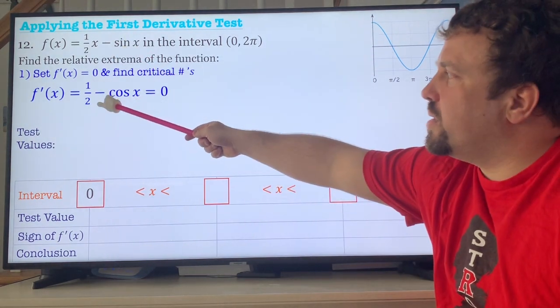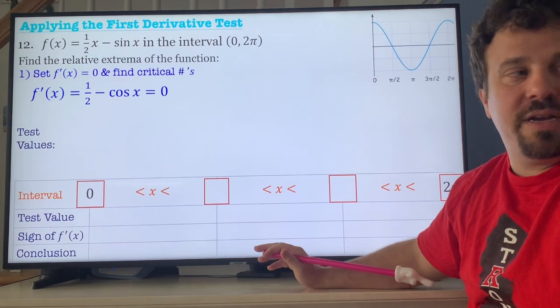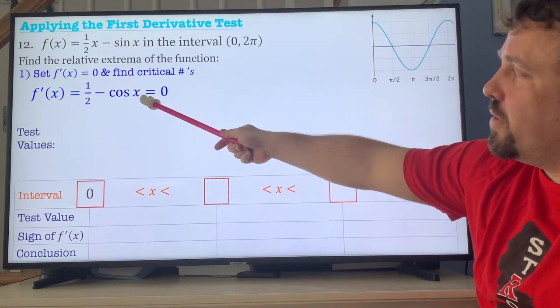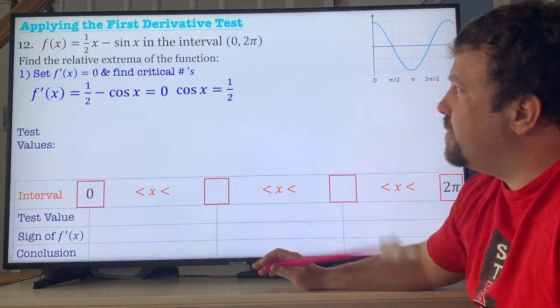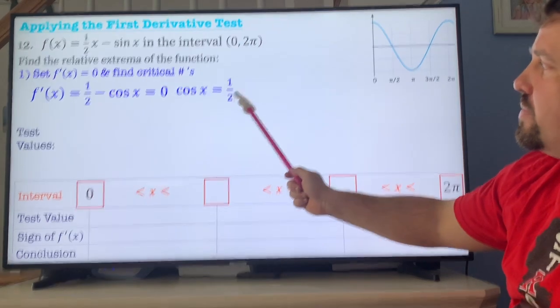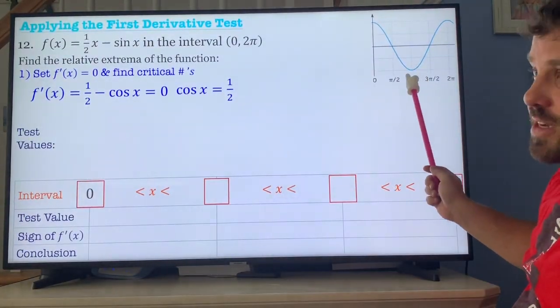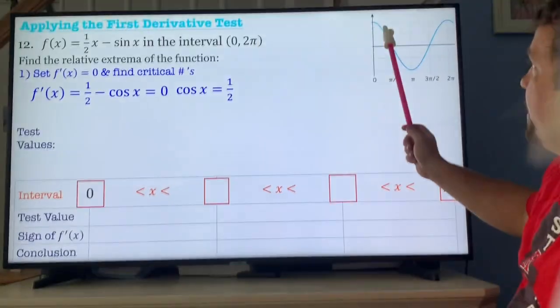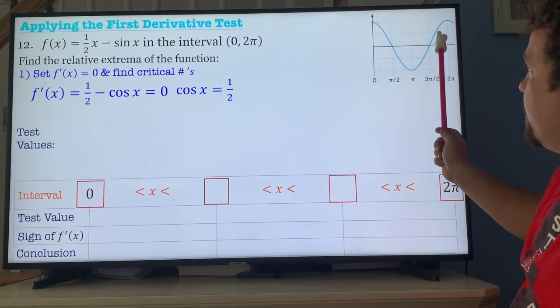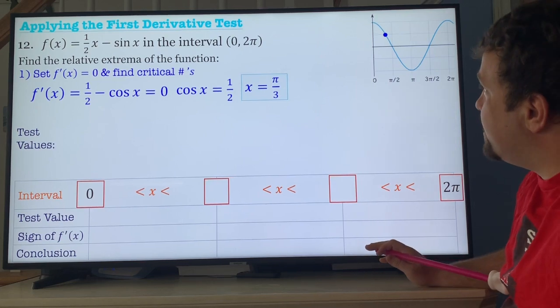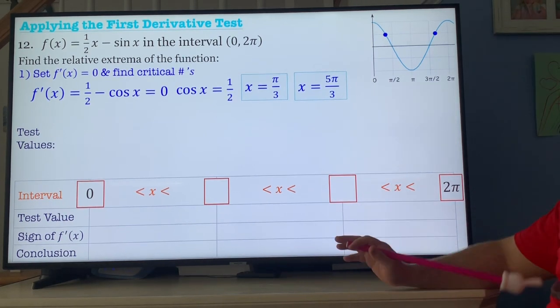The derivative of 1/2 x is 1/2. The derivative of negative sine x is minus cosine x. To solve for x, add cosine to both sides. You get cosine x equals 1/2. So when does cosine x equal 1/2? This is the cosine curve, so it equals 1/2 here and here. That's at pi over 3, and that's at 5 pi over 3.